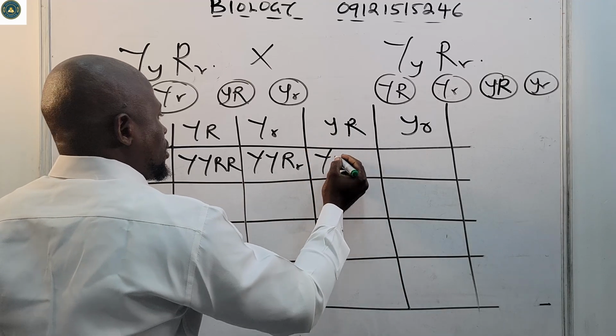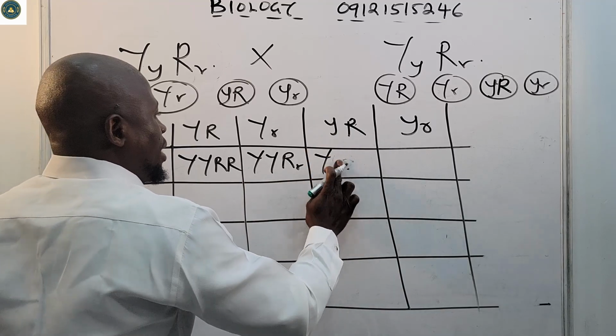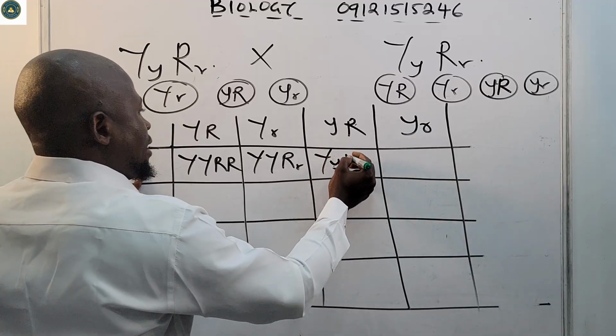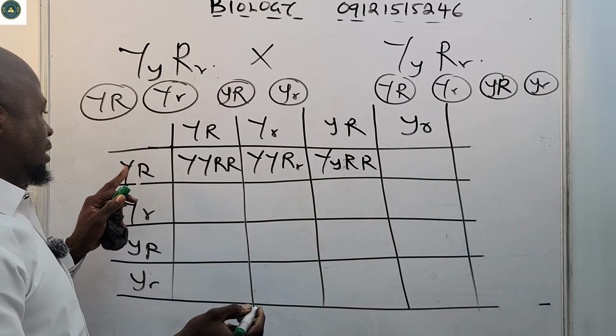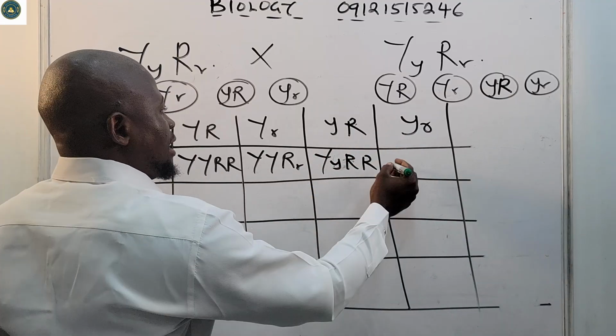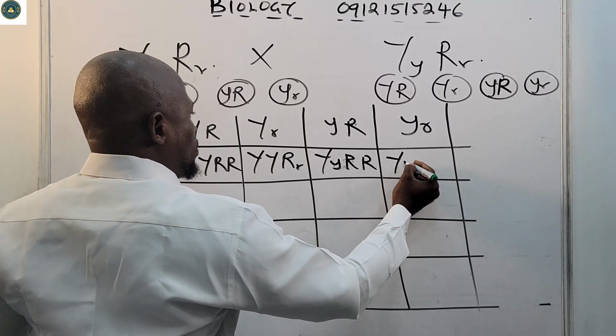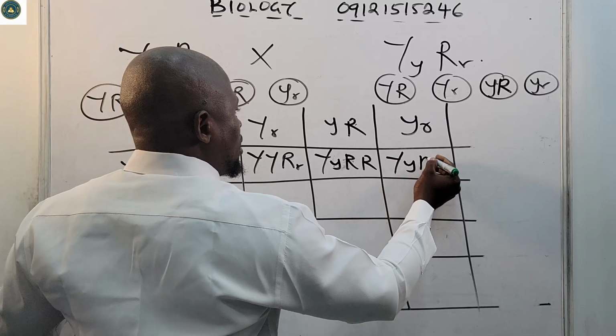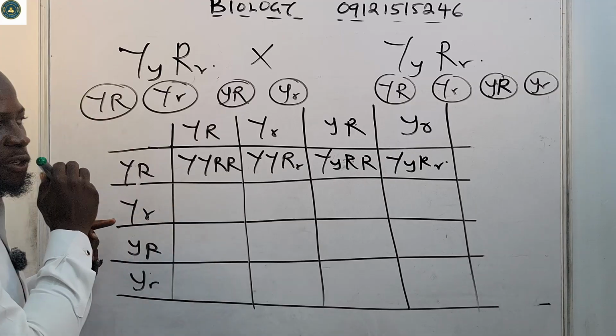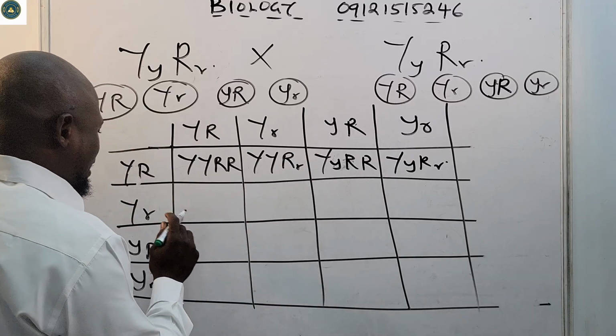Y, Y also. Then I'm going to have what? R, R. Isn't it? Then this, we multiply this also. I'm going to have Y, Y. Okay. R, R. All right. So now I've gotten that first line. Now let us go to the next one.